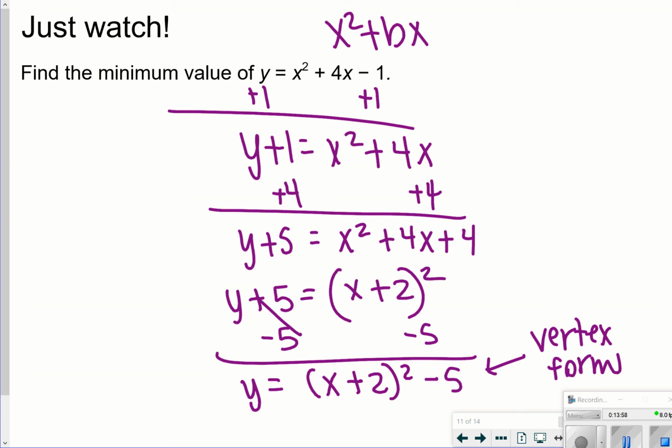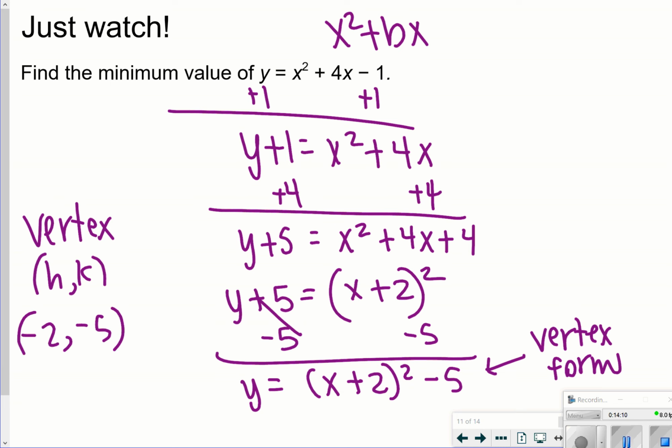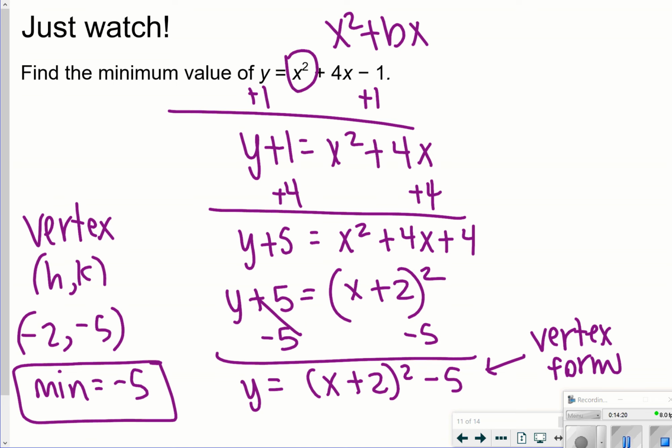Which means my vertex, reminder, is h comma k. So that would be negative 2 comma negative 5, which means my minimum value is equal to negative 5. And we know that this is a minimum value because a is greater than 1.